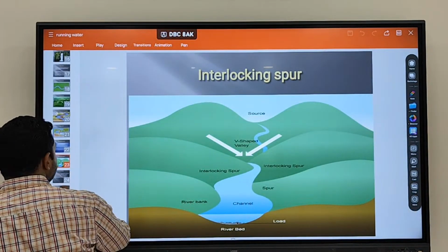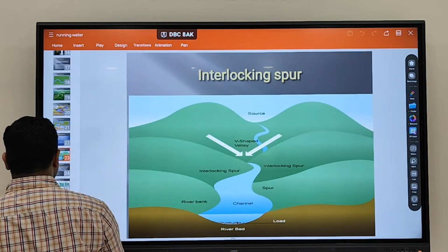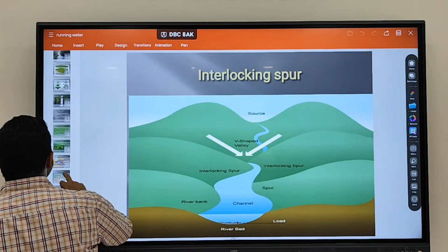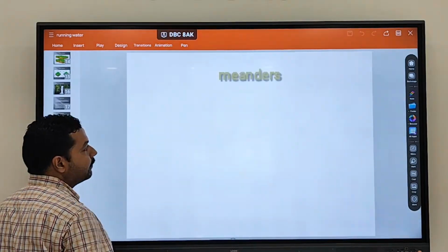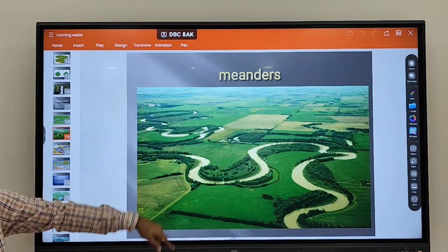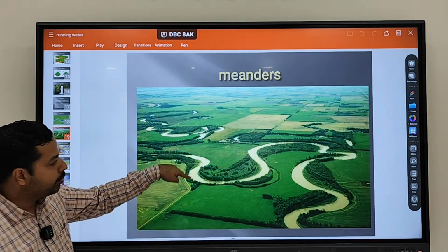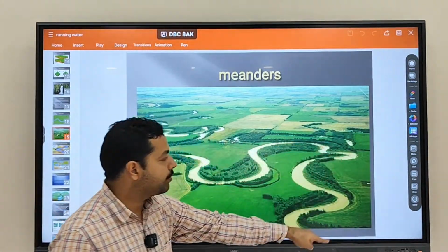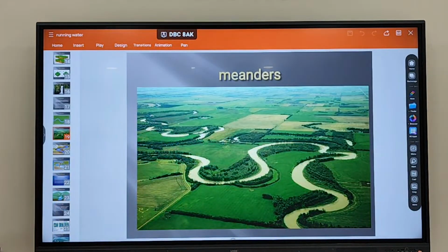Now the third, we are coming to the lower part. Clear? You can see this is how meanders you're going to see in real life. In real life, you see rivers flowing like this. This is a meandering flow of river. River flows in a meandering fashion. This is how rivers move in a meandering fashion in real life. Fine.